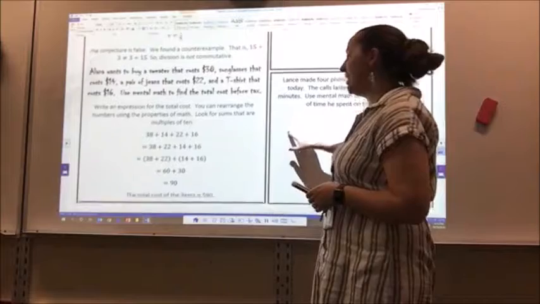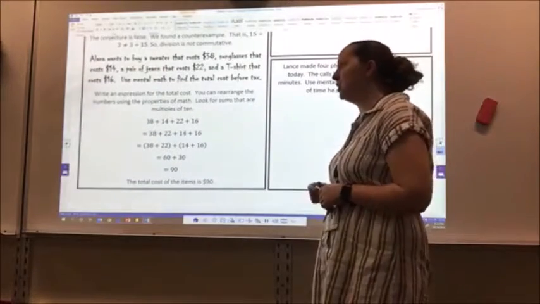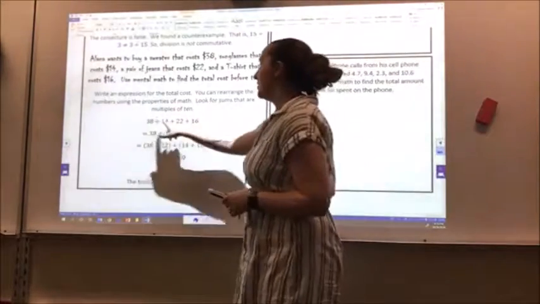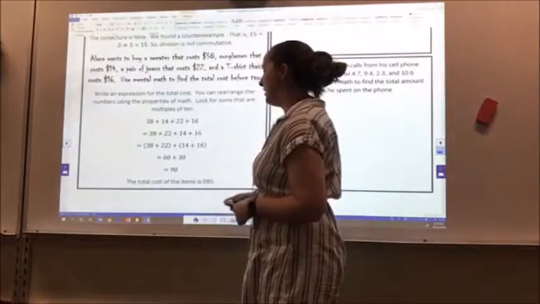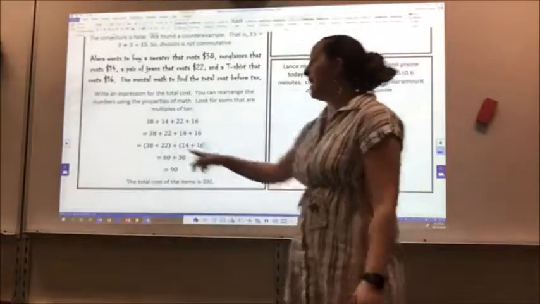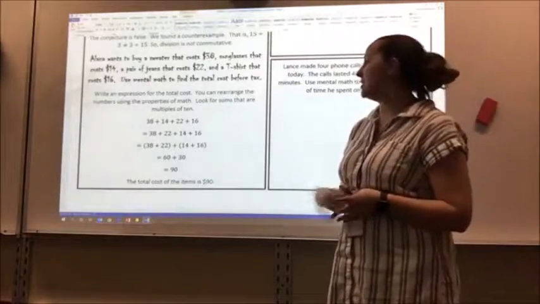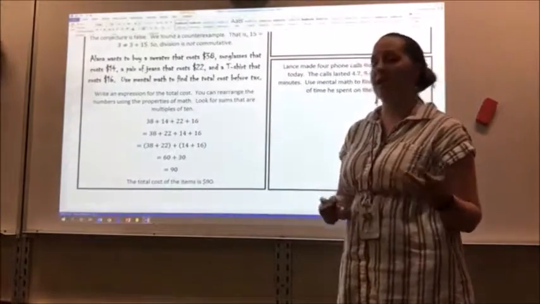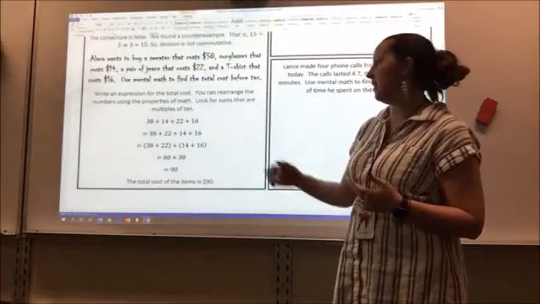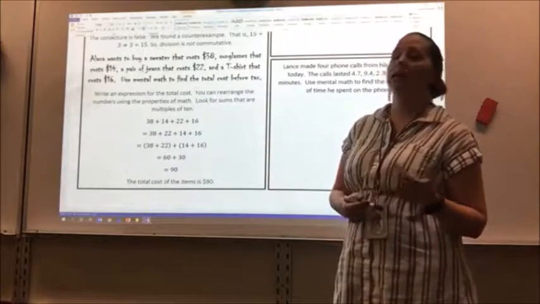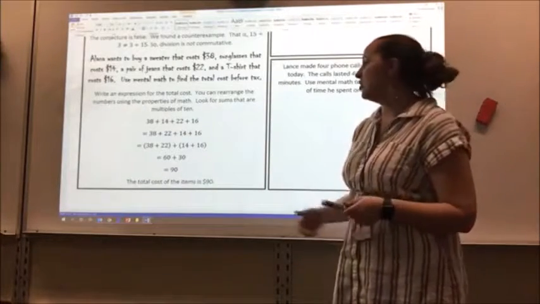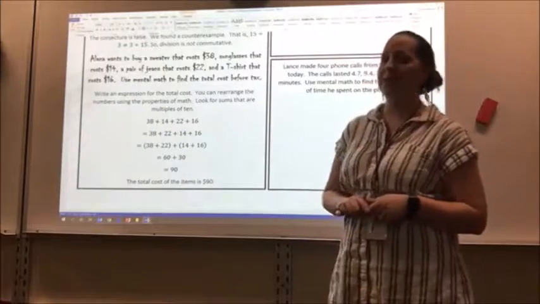So I can arrange the sums in ways that are easy to look at. 38 plus 14, 22, and 16. So I know that 8 and 2 would give me a 10 value. Okay, same with 4 and 6. So 38 and 22 is 60, 14 plus 16 is 30, 60 plus 30 is 90. So the total cost of the items is $90.